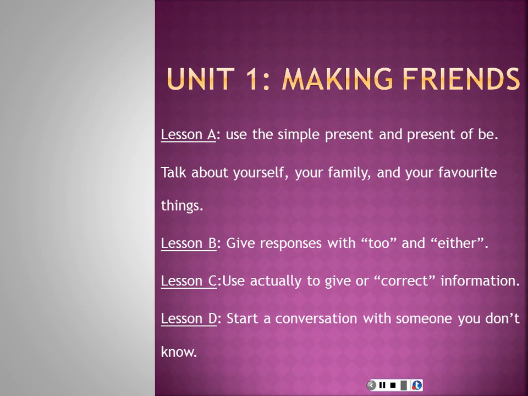كيفية طرح أسئلة والحصول على معلومات من أشخاص لا نعرفهم، أشخاص نقابلهم للمرة الأولى. ما هي الأسئلة، ما هي المعلومات التي ممكن أن نحصل عليها وكيفية السؤال عنها. So this is what we will learn in lesson D. Okay, the first one, now we will go back to lesson A, the lesson that we will start with. We'll start with lesson A and we will talk about the simple present tense، الزمن الحاضر البسيط.